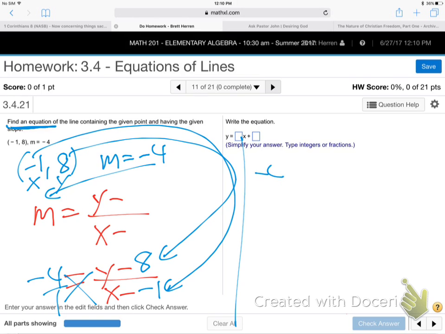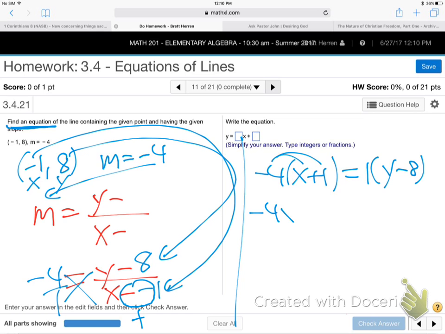Let's see what we got. Minus 4 times x plus 1, right? This double negative here, it's going to be plus. So equals 1 times y minus 8. Are we all good to there? Double negative is positive. And then you distribute that minus there. So minus 4x minus 4. And distribute the 1. Y minus 8. We get to there.